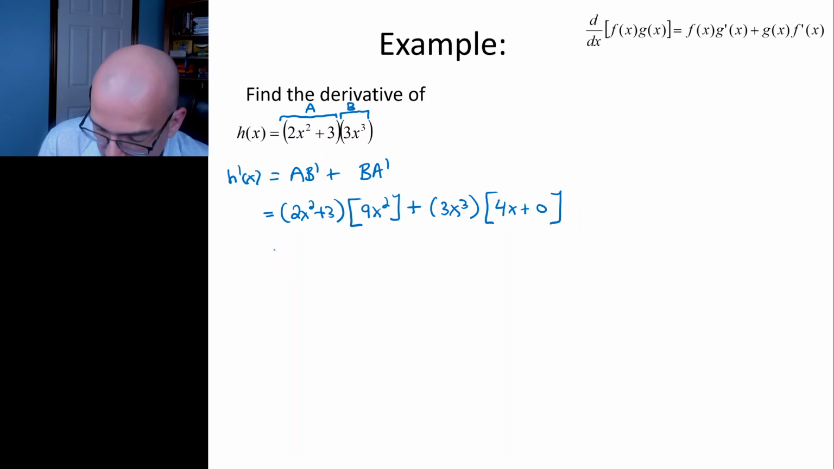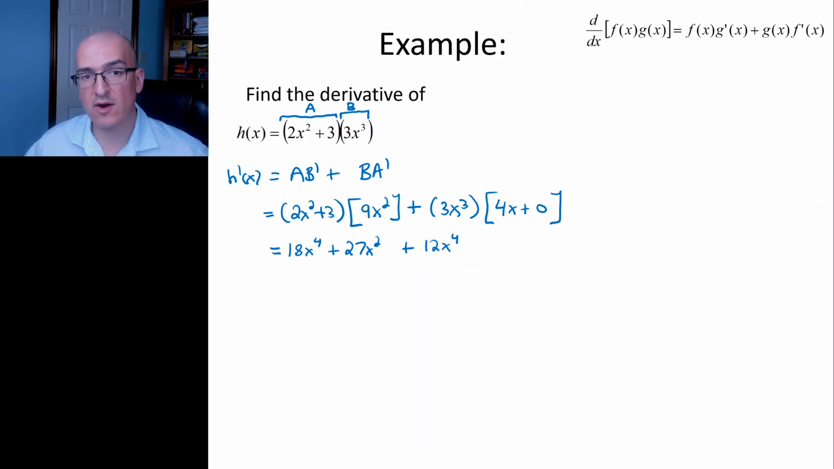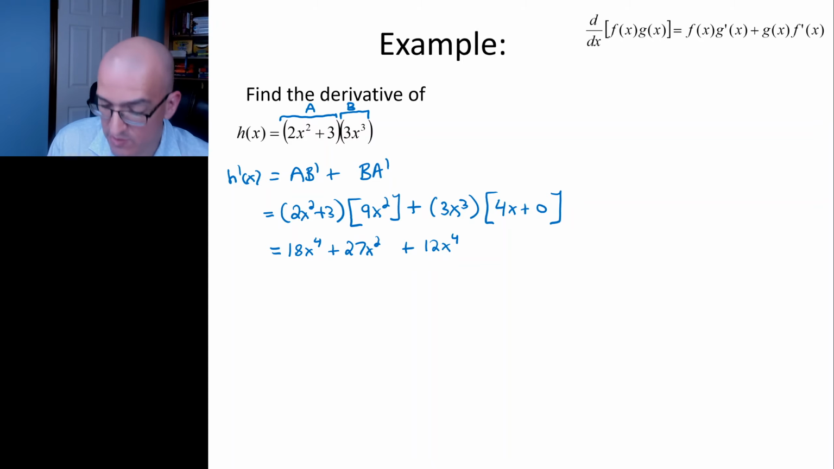Next, let's simplify. I'm going to multiply the 9x squared into the bracket. We get 18x squared times x squared, which is x to the power 4, plus 3 times 9x squared, so 27x squared. And then we have 3x to the 3 times 4x, so 12x to the power 4. And we can combine like terms. We can't combine the first two because they have different powers on x, but the first and the last have the same power on x. They're both x to the power 4, so we can merge those together.